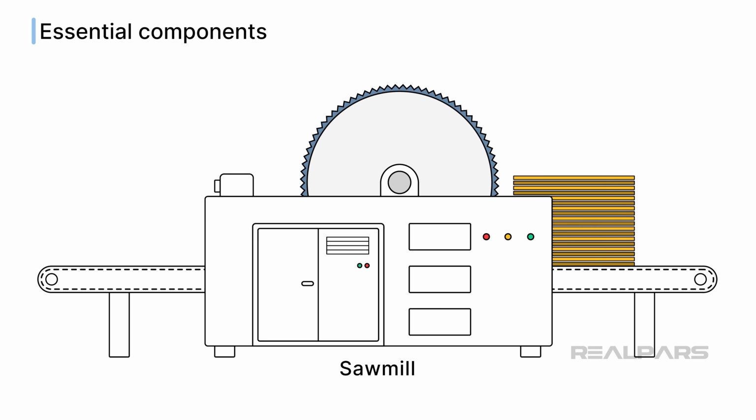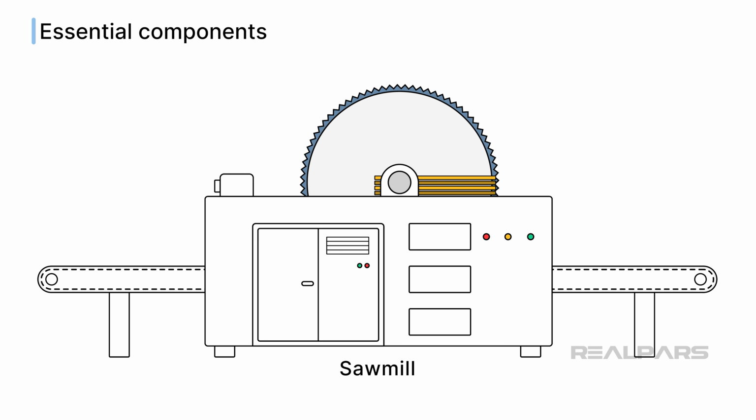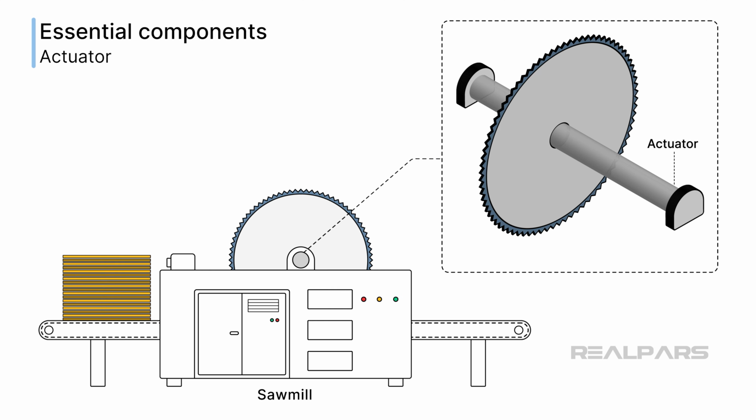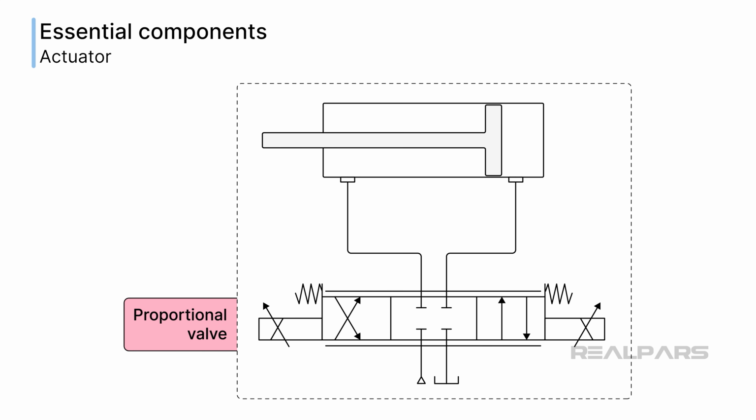We will base our discussion on a system where we control the position of saw blades on a sawmill conveyor belt to ensure precise and accurate lumber cutting. Actuators convert electrical, hydraulic, or pneumatic energy into mechanical motion. In our sawmill scenario, the actuator must move the saw blades to a precise position relative to the lumber passing through the conveyor. Proportional valves control the movement and speed of actuators, such as hydraulic cylinders or motors.